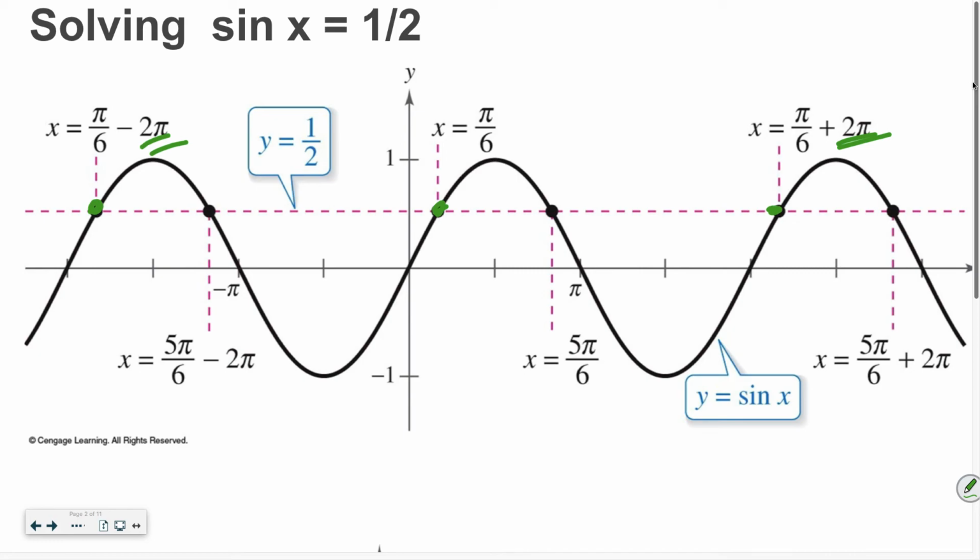And the same is going to be true for any cosine graph, any tangent graph, secant, cotangent. These are all what we call periodic functions, where there's a period that occurs over and over and over again. So we get the solution occurring every time within the period.